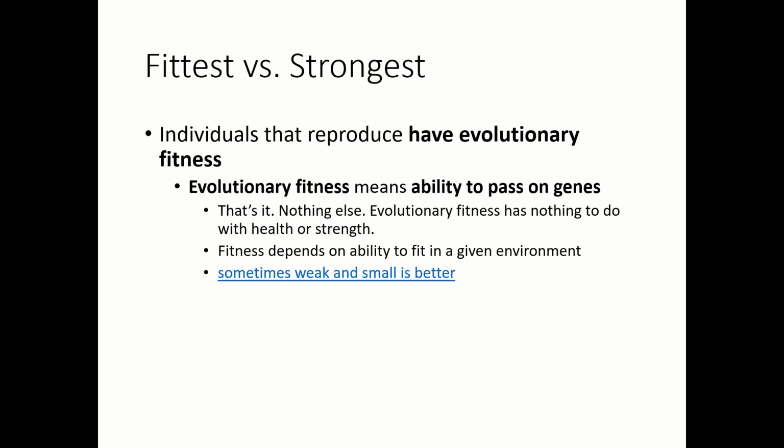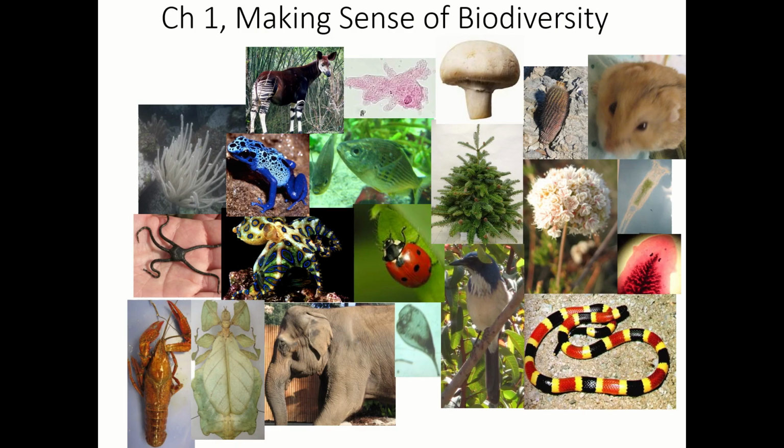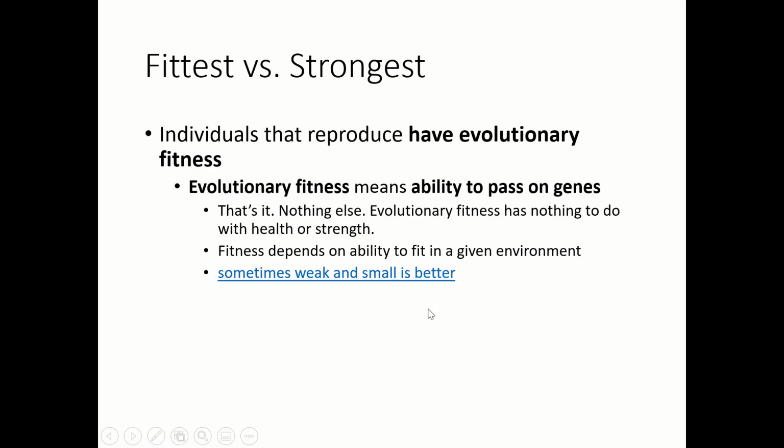All right, so that's a basic primer on what evolution is and what it isn't. We're going to talk a lot about evolution all semester. For this next section of the video, we're going to talk about how we organize biodiversity, how we talk about groups of organisms, so that we can start to get familiar with how we talk about different things in biology.